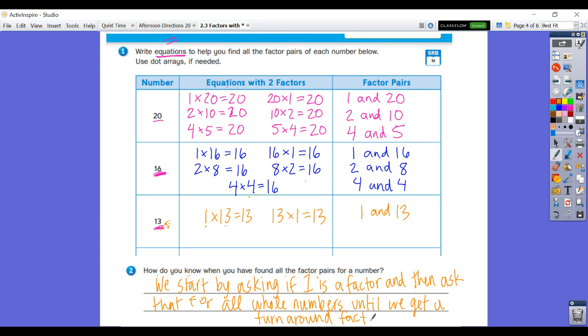So excellent job today figuring out factors, and good luck with the rest of your math work.